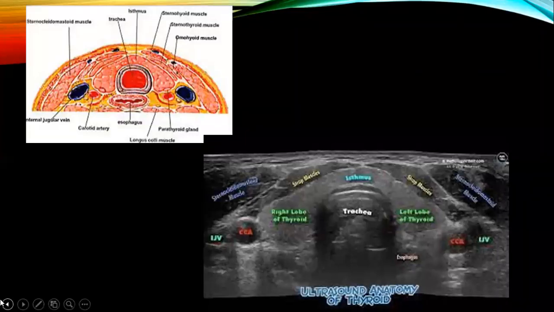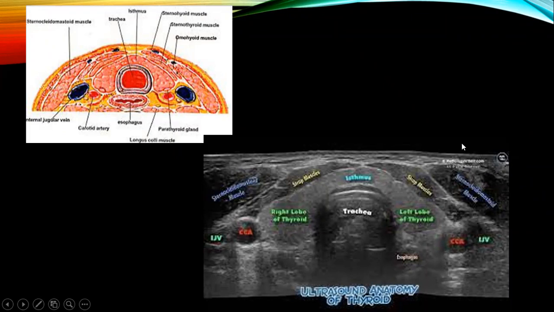So for our normal thyroid gland, this is just a clinical picture where we have both thyroid lobes, including the isthmus. Posterior to it, we have the trachea and the esophagus. On both lateral sides, we have our great neck vessels, that is the internal jugular vein and the carotid artery. Then we have the strap muscles anteriorly, which are the sternohyoid muscle, sternothyroid muscle, and the omohyoid. Then on the lateral side, we have the sternocleidomastoid muscle.